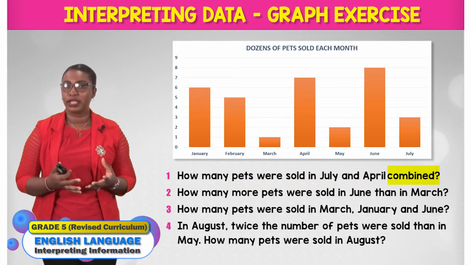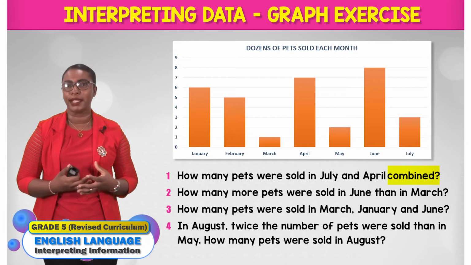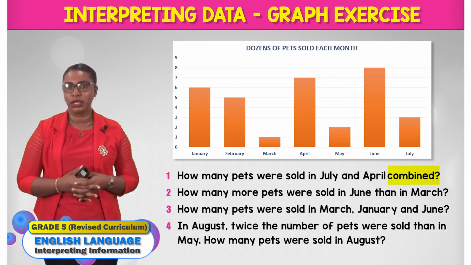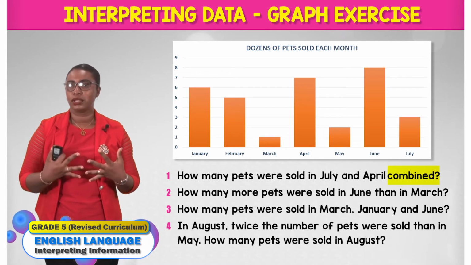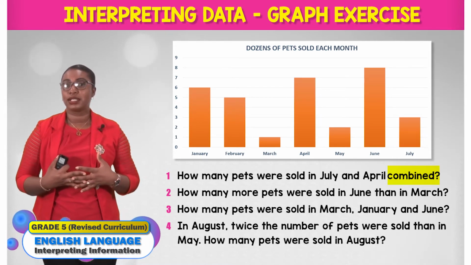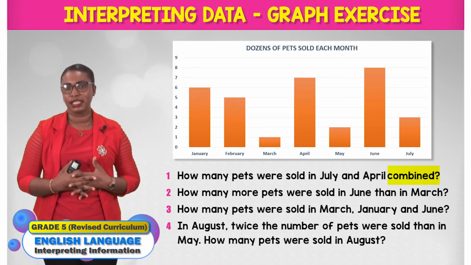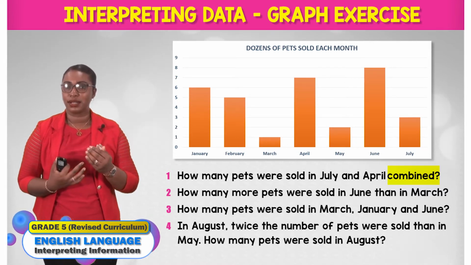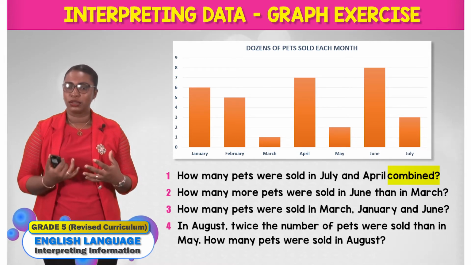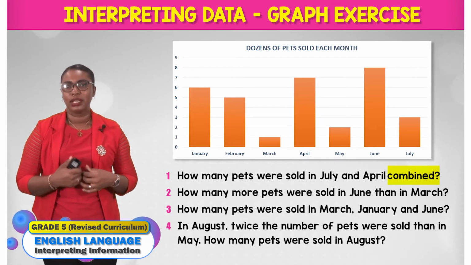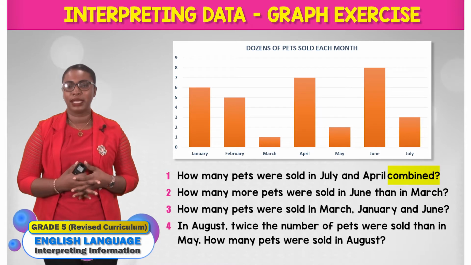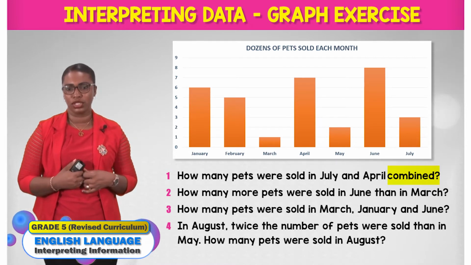There is one word there. It says combine. And what does the word combine mean? It means when put together. So there you see, we couldn't just look at the graph and find the information. We had to study it carefully. We had to do some calculation and then present our answer. That is what is meant by interpreting information.